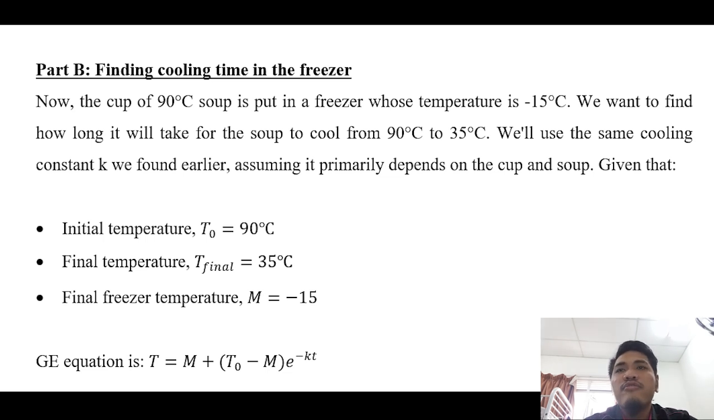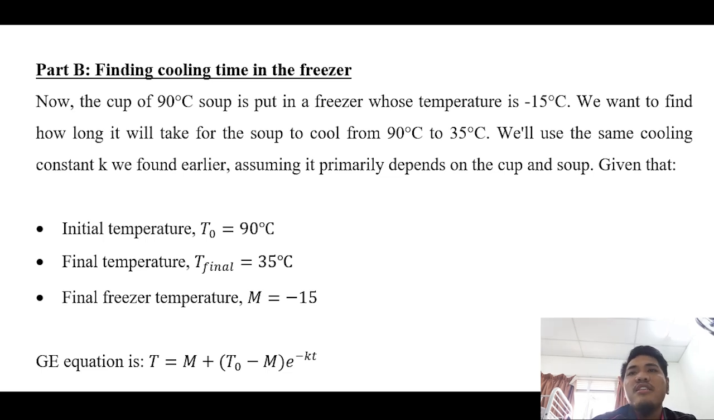Now we can go to problem B, finding the cooling time in the freezer. Now a cup of 90 Celsius soup is put in the freezer whose temperature is minus 15 Celsius. We want to find how long it will take for the soup to cool from 90 to 35. We will use the same cooling constant k we found earlier, assuming it primarily depends on the soup cup and the soup given.